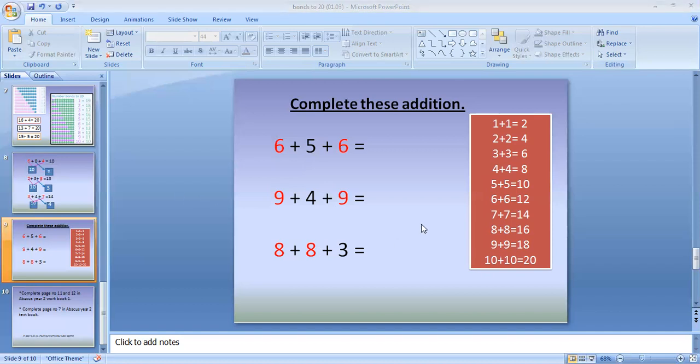Teacher, the first answer is 12. Yes. The second answer is 18. The third one is 16. Yes. Now here, look at this red color one.